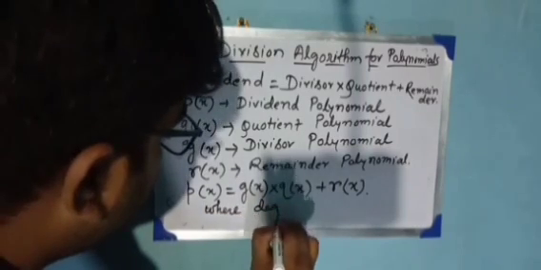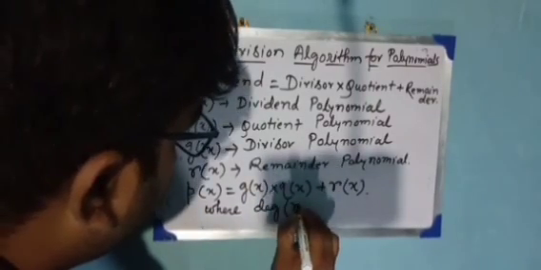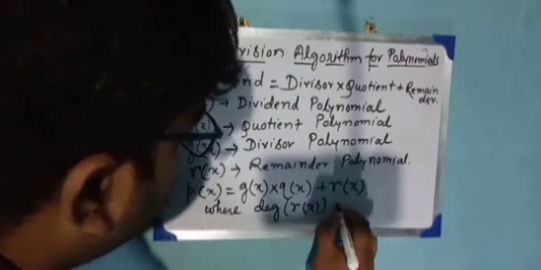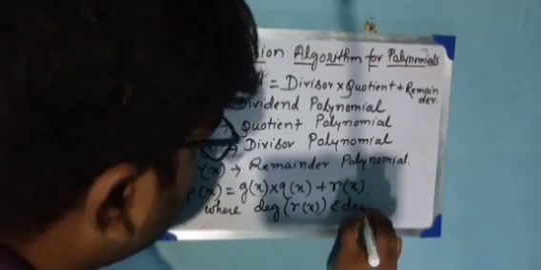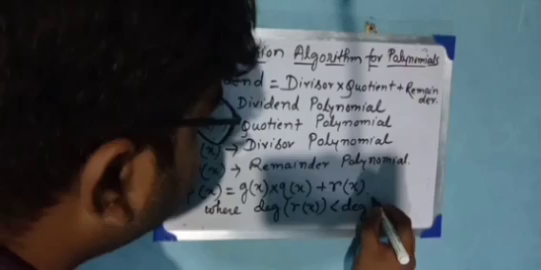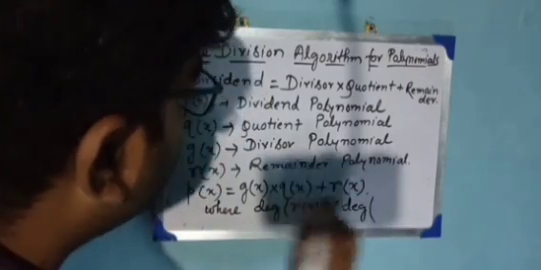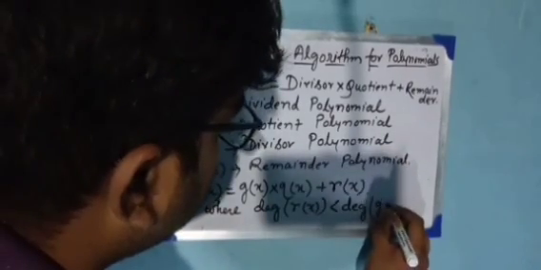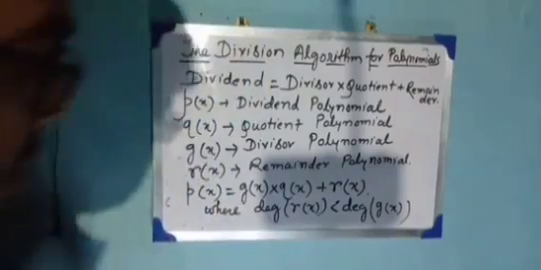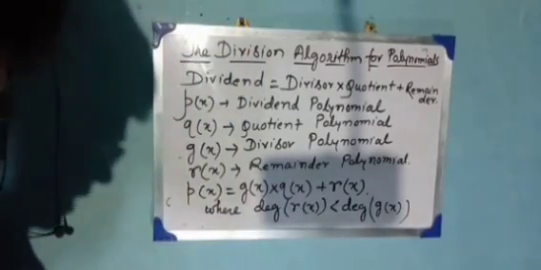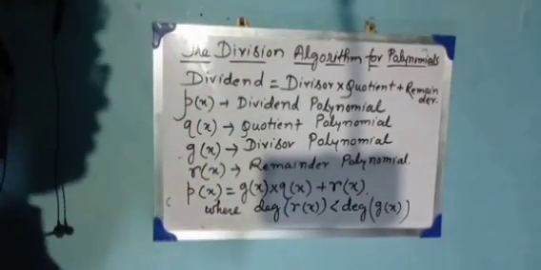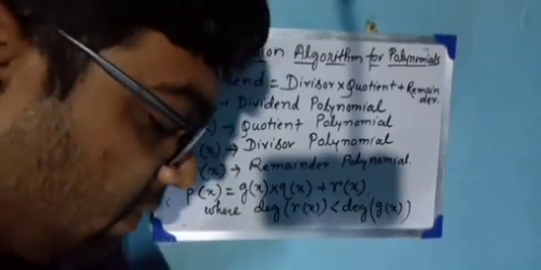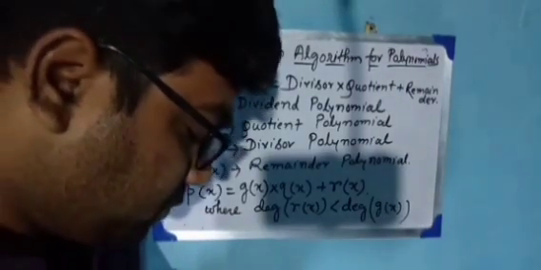where degree of rx must be less than degree of gx. So this is the division algorithm for polynomials. Hope you will be able to understand it.